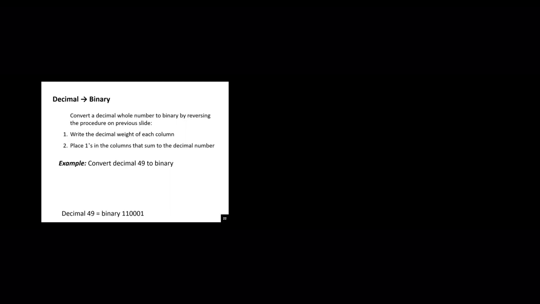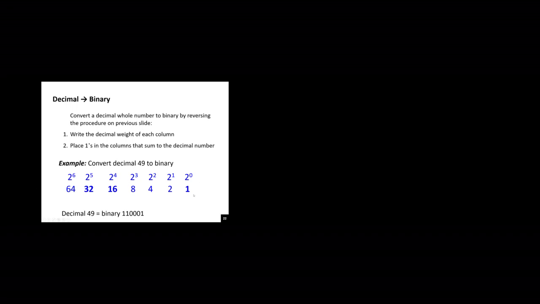All right? So there's a little bit of practice to get good at this, to get quick at this, but let's write down all of the weights of the columns. So the number is a whole number, 49, so we don't need to worry about columns to the right of the decimal point. So let's just write down all of the columns to the left of the decimal point and what their values are: 1, 2, 4, 8, 16, 32, 64. Now we need to add up to 49. So what combination of these numbers add up to 49?